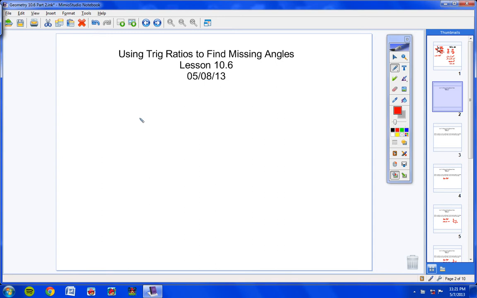Okay, let's write this heading in your notes, please. We're going to learn today how to use trig ratios to find missing angles. All right, using trig ratios to find missing angles. The lesson number is 10.6, and I guess if you wanted to, you could put part 2. Tomorrow's going to be part 3, but we started 10.6 yesterday. A little bit more today and a little bit more tomorrow. The date today is May 8th. All right, please copy this in your notes. Using trig ratios to find missing angles. All right, let's continue on.